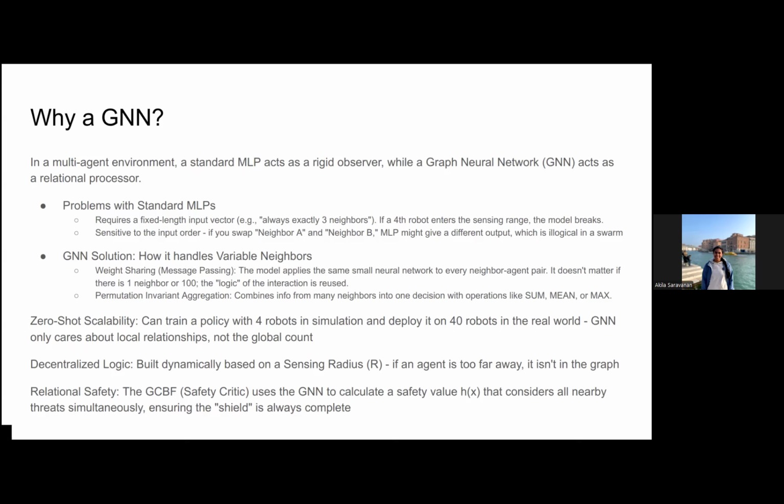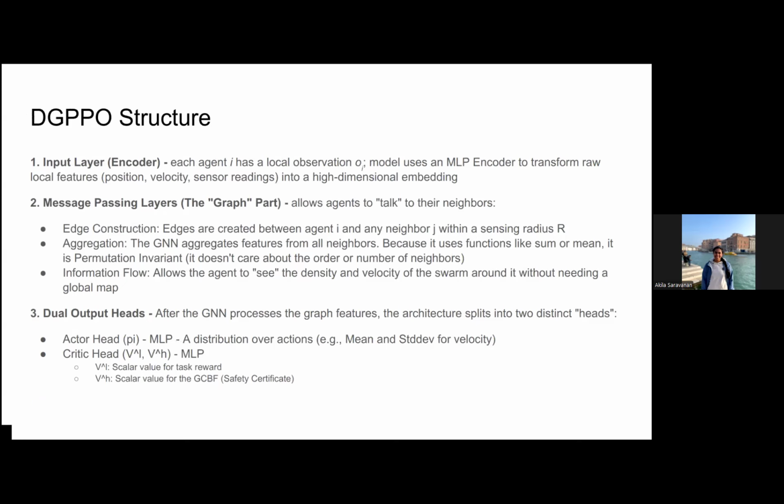Just to summarize on one slide why we care about the graph structure and why we use a GNN, especially in multi-agent environments: an MLP will just have a certain vector size, which you can fill with information. That makes it a pretty rigid observer. But with the GNN, because we have this message passing concept, you're just applying that operation on every single edge. So it doesn't matter if you have 3 edges or 10 edges for a given agent.